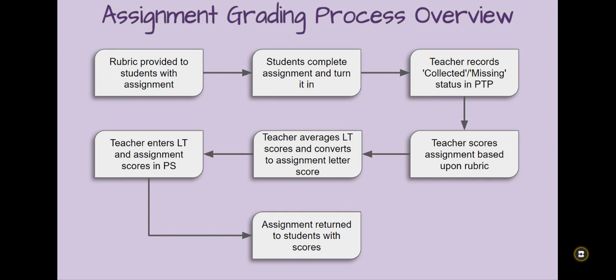Then, when the teacher sits down and actually grades the work, they will then score the assignment based upon the rubric that was given to the students. And that will then give you scores for each of the learning targets. Then you average the learning target scores, and you'll be able to use our conversion chart to turn that into a letter grade. And then that's what will get entered into PowerSchool. And then the assignment gets returned to the student with those scores already written on it.